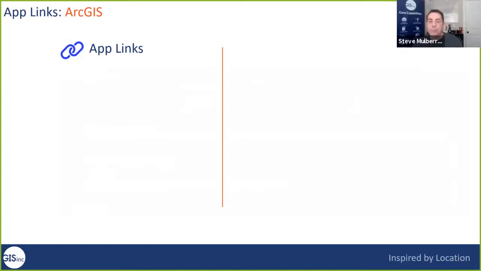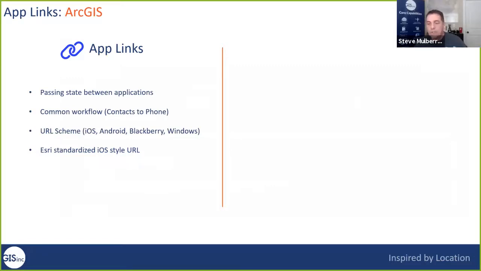All right, so let's go to app links, or application links. In here, we're basically passing over the state of one application to the state of another application, like Collector sending information over to Navigator to change the state between the two. This is a common workflow that we are all very used to.